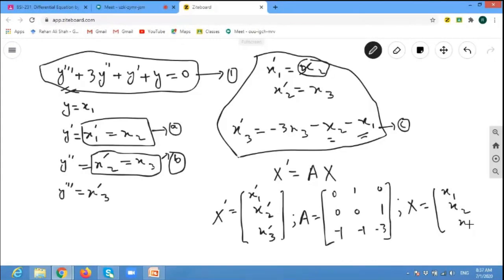So every first order system of differential equations, if it is homogeneous, remember this. Now this system is homogeneous. Why? Why is this homogeneous?